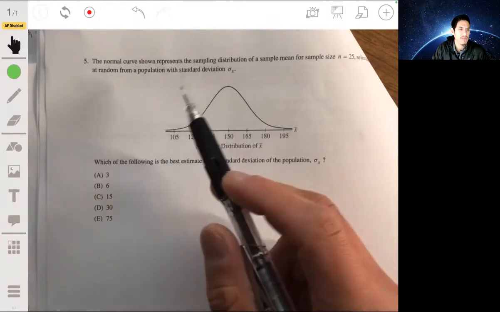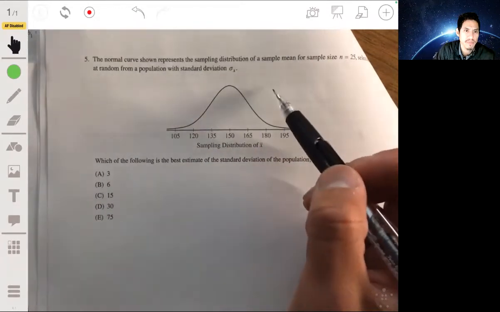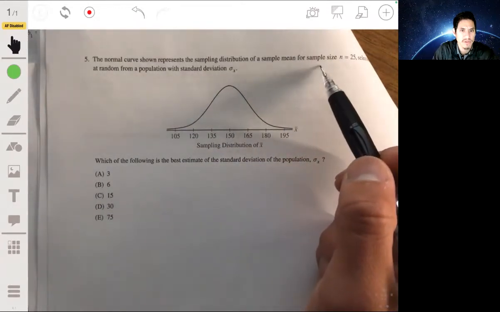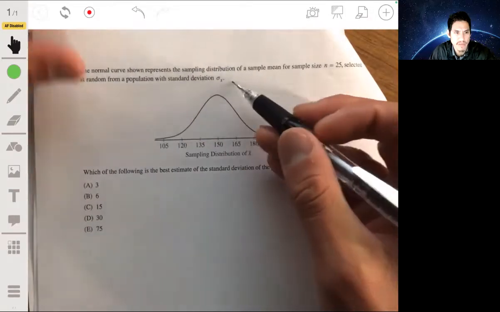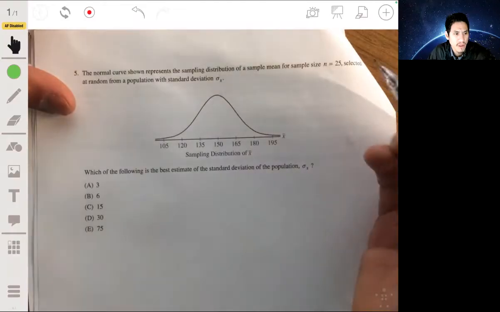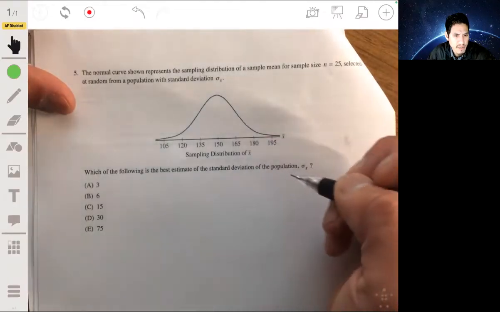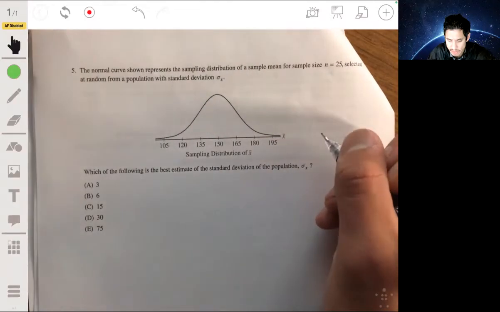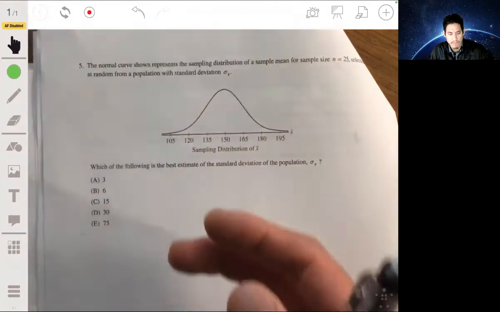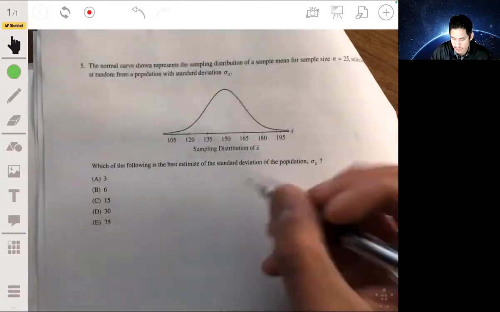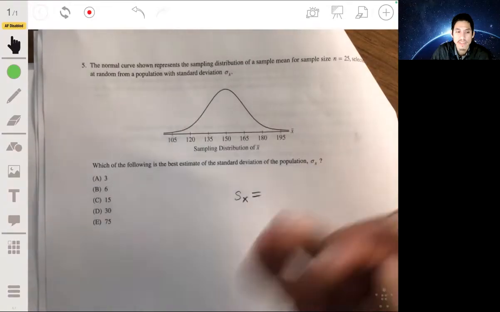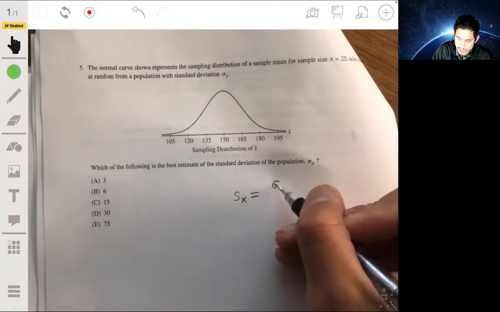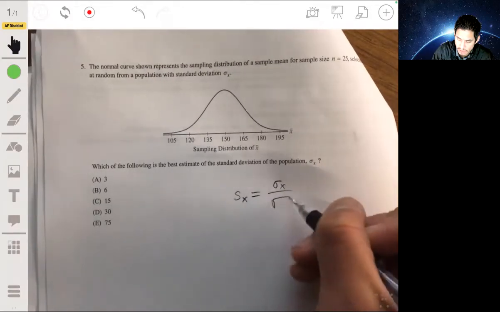All right, 5. The normal curve shown represents the sampling distribution of the sample mean for sample size n equals 25 selected at random from a population with standard deviation sigma sub x. Which is the best estimate of the standard deviation of the population, sigma sub x? Okay, so I actually have this memorized. The standard deviation of the sample mean is equal to the population standard deviation divided by the square root of the sample size.